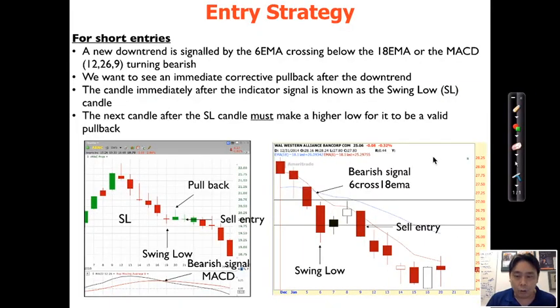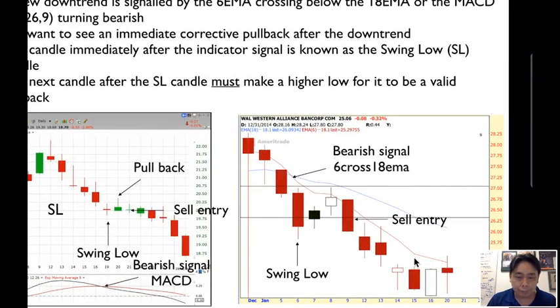Okay, so on the right we have a 6 crossing below the 18 EMA. That's the red dotted line crossing below the blue dotted line. That is a bearish signal from our 618. So the moment you see that signal, the next candle has to be the swing low candle. Remember, right after the cross, you need that swing low candle.